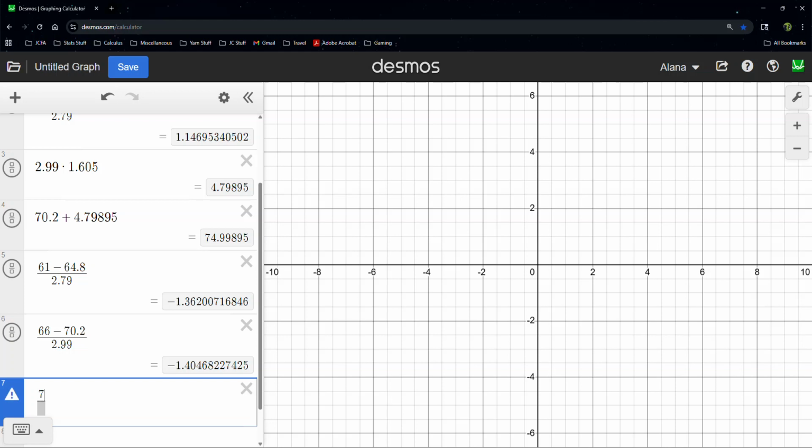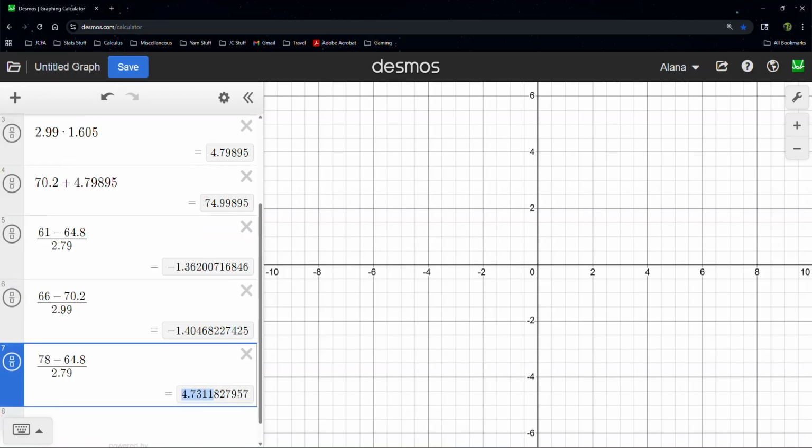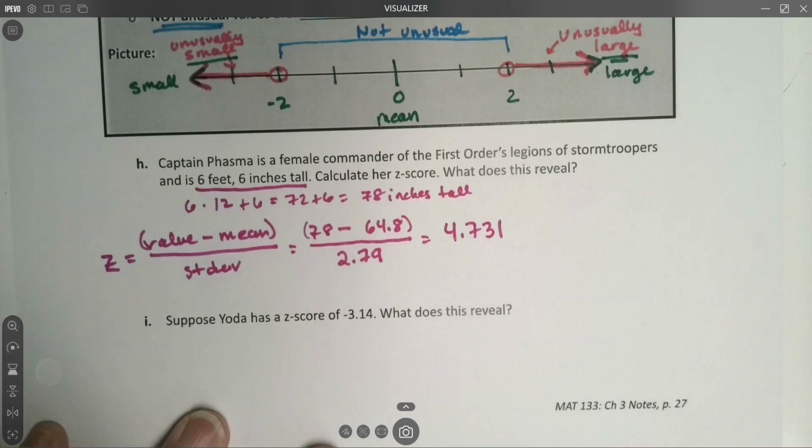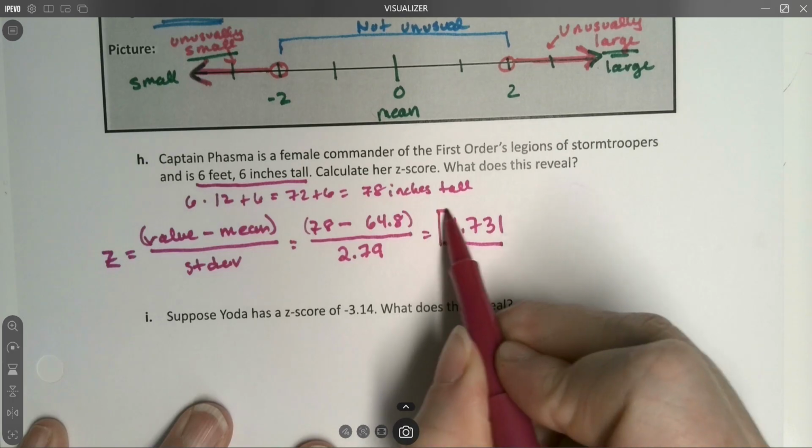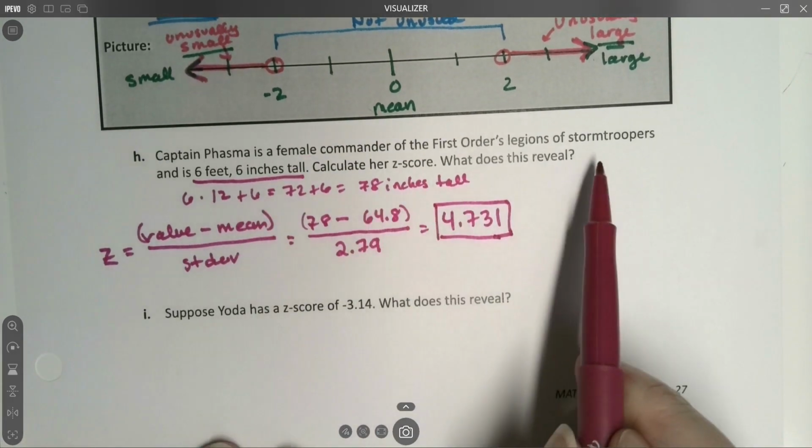I almost screwed that up. You've got to make sure you hit division first to make the fraction. Then you type in the values. So 78 take away 64.8 divided by 2.79, and we get 4.731. So what does this reveal? Well, she is unusually tall. This is her z-score right here, so I'm going to put a box around it.